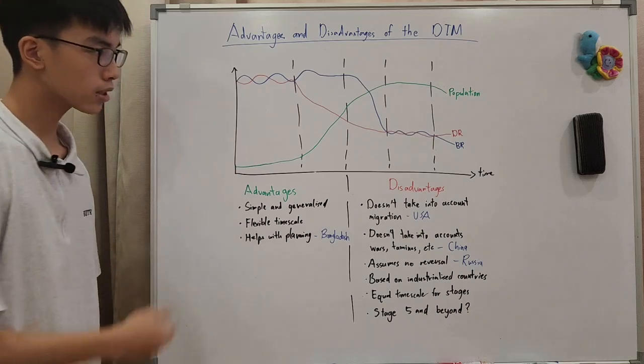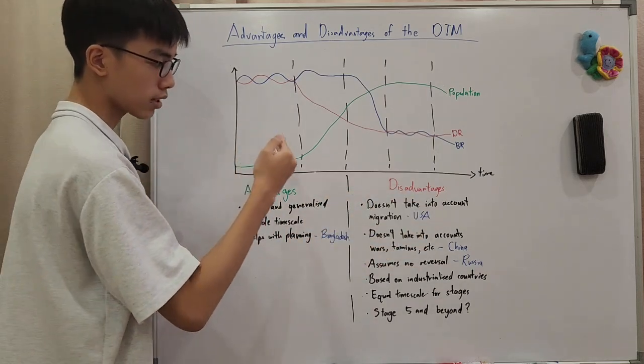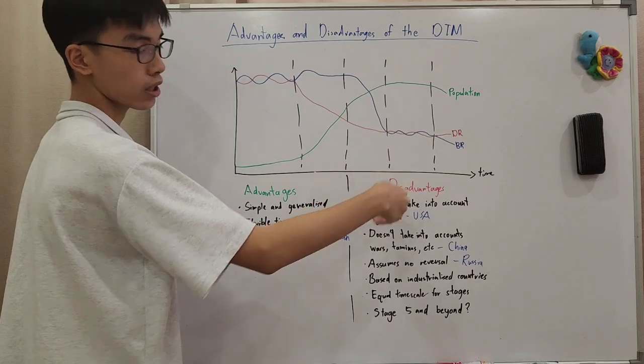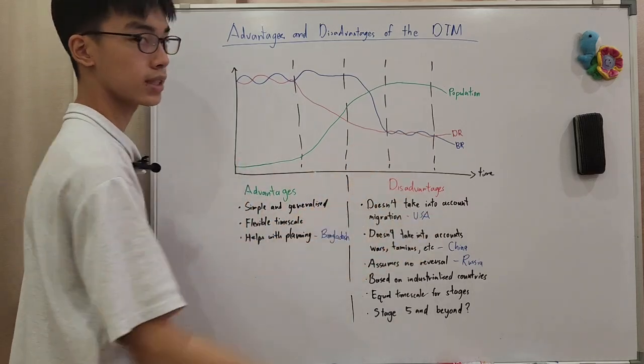There's also a flexible time scale. So as you can see here, this axis over here is just time. There's no fixed 100 years, 200 years, 300 years. It allows variability for your countries to move through your DTM.